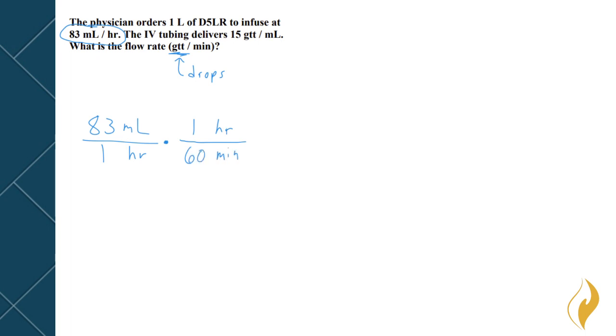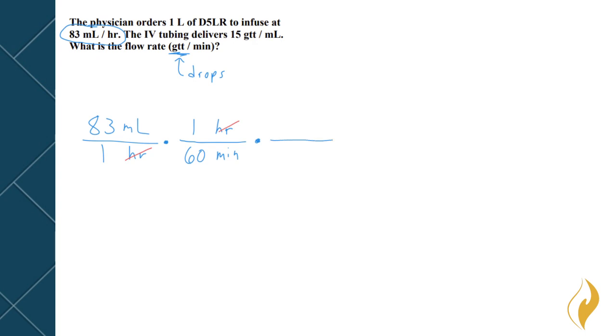Notice that what I've done here is I put 1 hour on the top of the fraction and 60 minutes on the bottom of the fraction. I do that because the hours can cancel if there's the same thing on top and bottom. Then when I multiply by this 1 hour over 60 minutes, I have gotten rid of hours and turned them into minutes. So now I have milliliters per minute, which is closer to what I want, because remember, I want drops per minute. So now I need to turn the milliliters into drops.